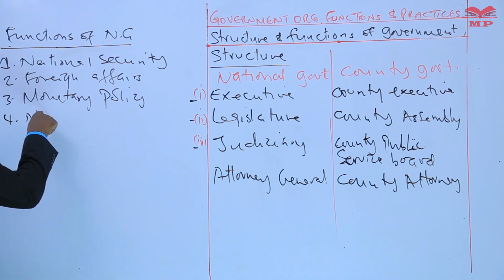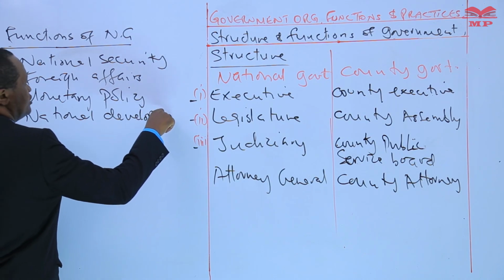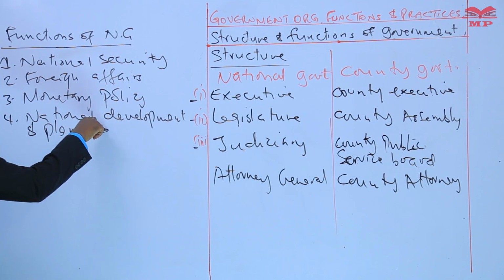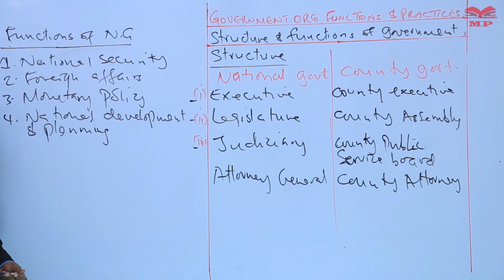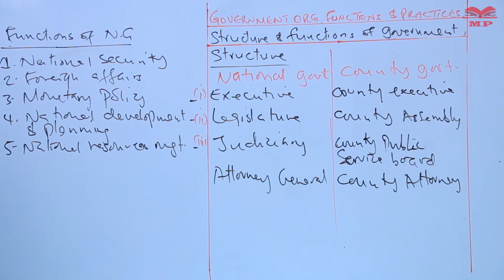4, national planning and development. The national government is responsible for developing and implementing national policies and plans for economic, social, and political development. 5, national resources management. The national government is responsible for management of the national resources such as land, forests, minerals, water, and so on.